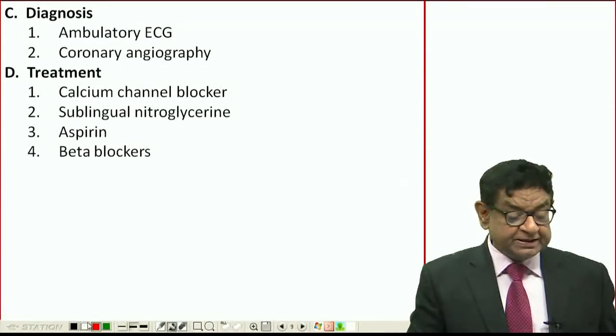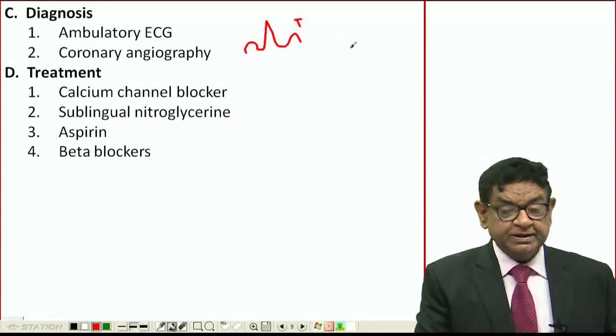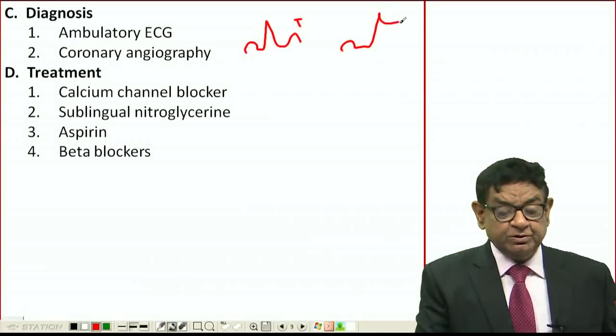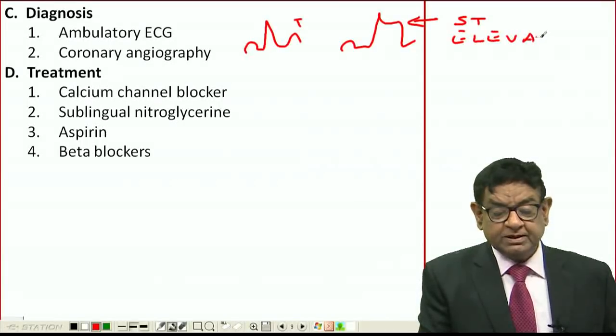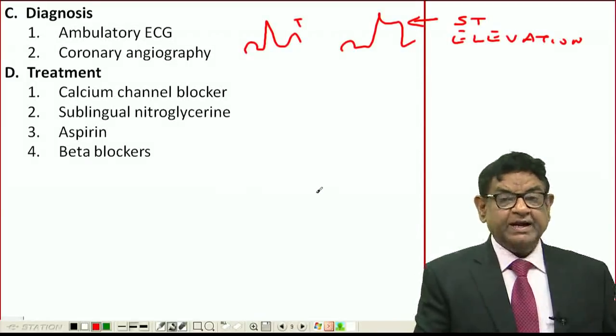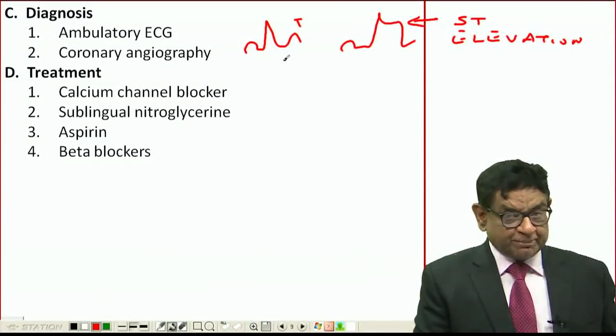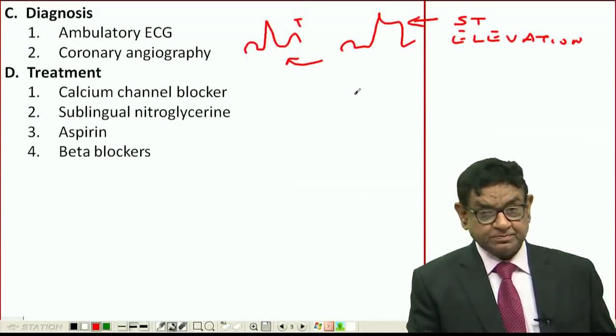Now, I must tell you what the usual typical ECG findings are in this patient. This is a normal ECG. This is a T wave. In this patient, you tend to get ST segment elevation. This is a classical finding that we get in vasospastic angina. And because the pain lasts only for 10-15 minutes, after 15 minutes the ECG comes back to normal.